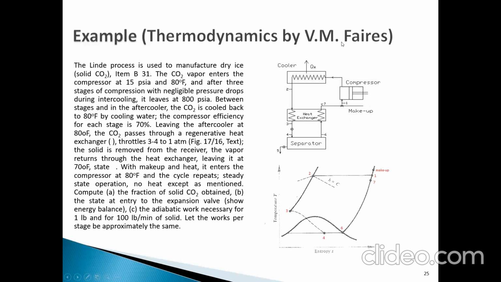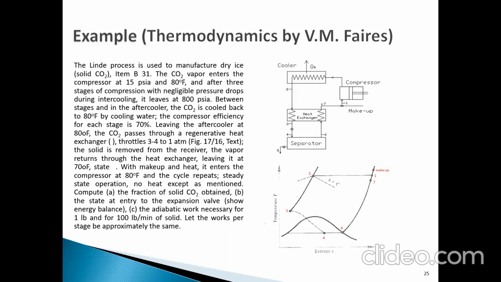Example. So this is from thermodynamics by Peirce. So the Linde process is used to manufacture dry ice, solid CO2, item B31. The CO2 vapor enters the compressor at, tingnan niyo yung figure, 15 psia and 80 Fahrenheit. And after 3 stages of compression, isa lang compress natin pero sa 3 stage yan.